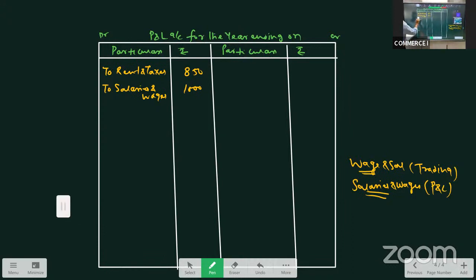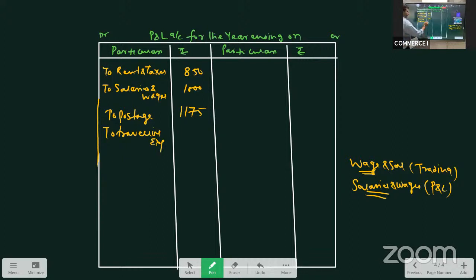Then postage. Postage is given as 1175. Traveling expenses are given as 800. Then we have bad debts. Bad debts are irrecoverable debts.